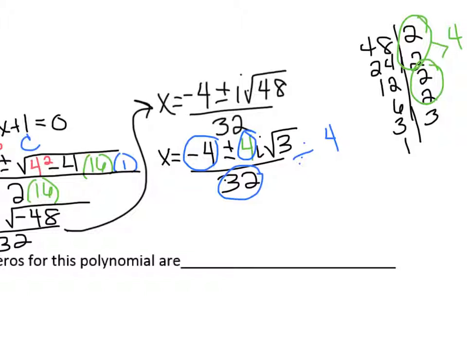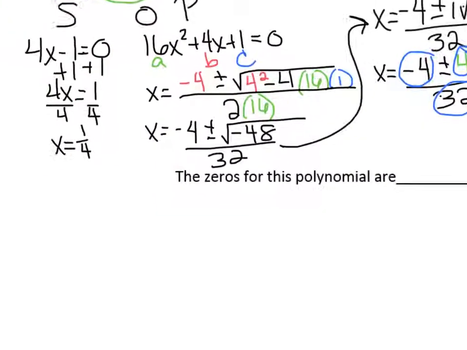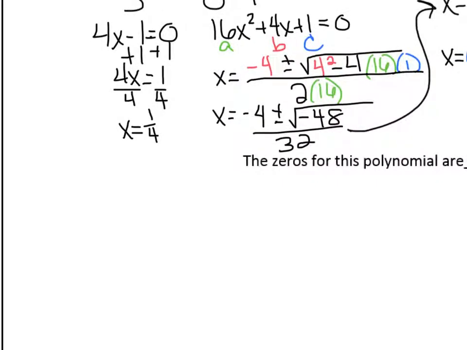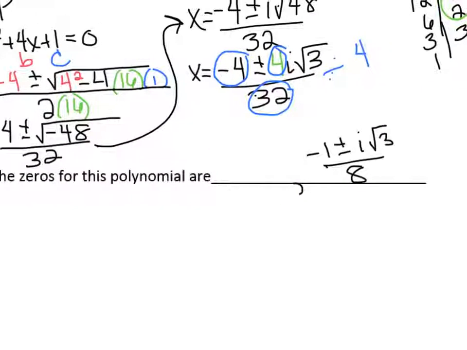So I have answers of -1 plus or minus 1i, which is the same thing as i, square root of 3 all over 8. And then way back at the beginning, we had our first answer of 1/4. And there are 2 final answers for today.